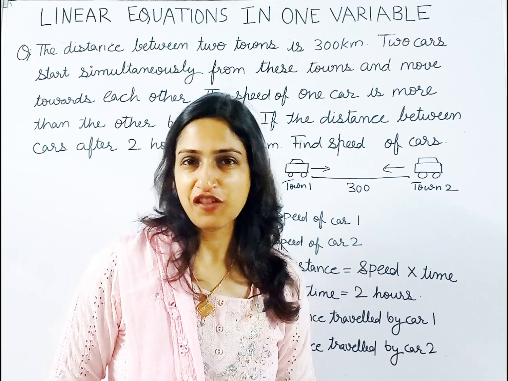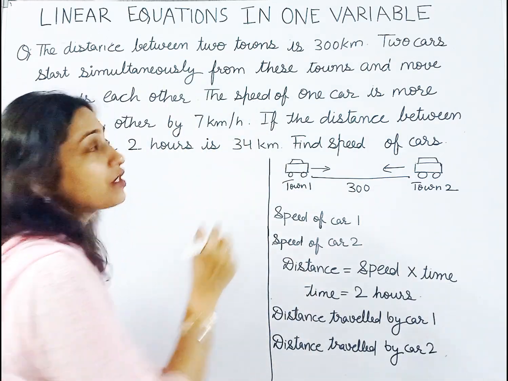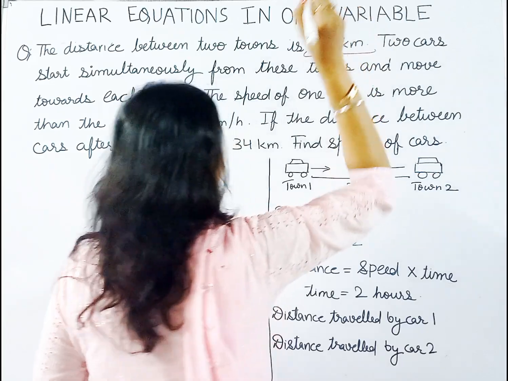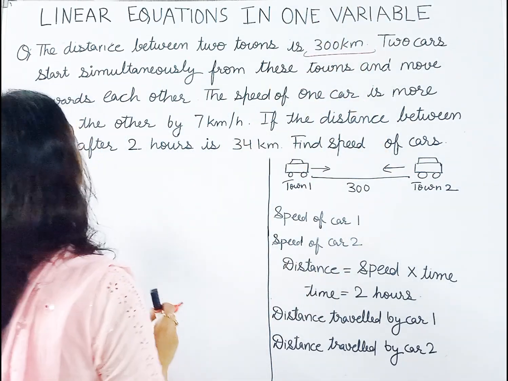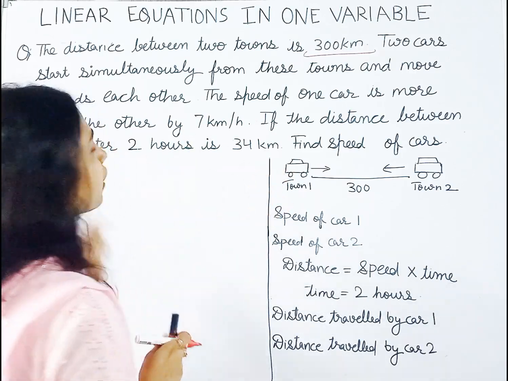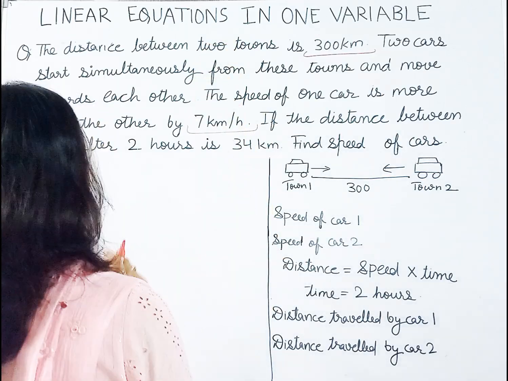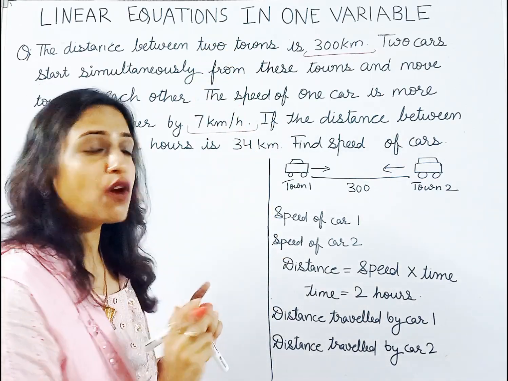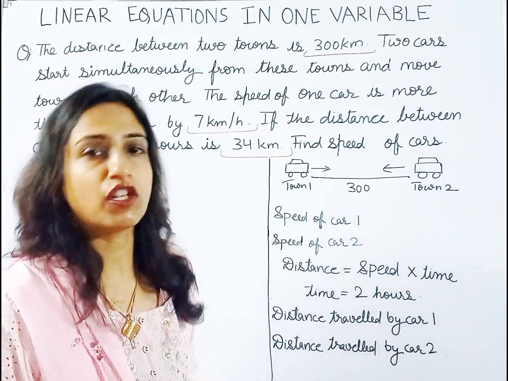Our first question is: the distance between two towns is 300 kilometers, and two cars start simultaneously from these towns and move towards each other. The speed of one car is more than the other by 7 kilometers per hour. If the distance between the cars after 2 hours is 34 kilometers, find the speed of the cars.